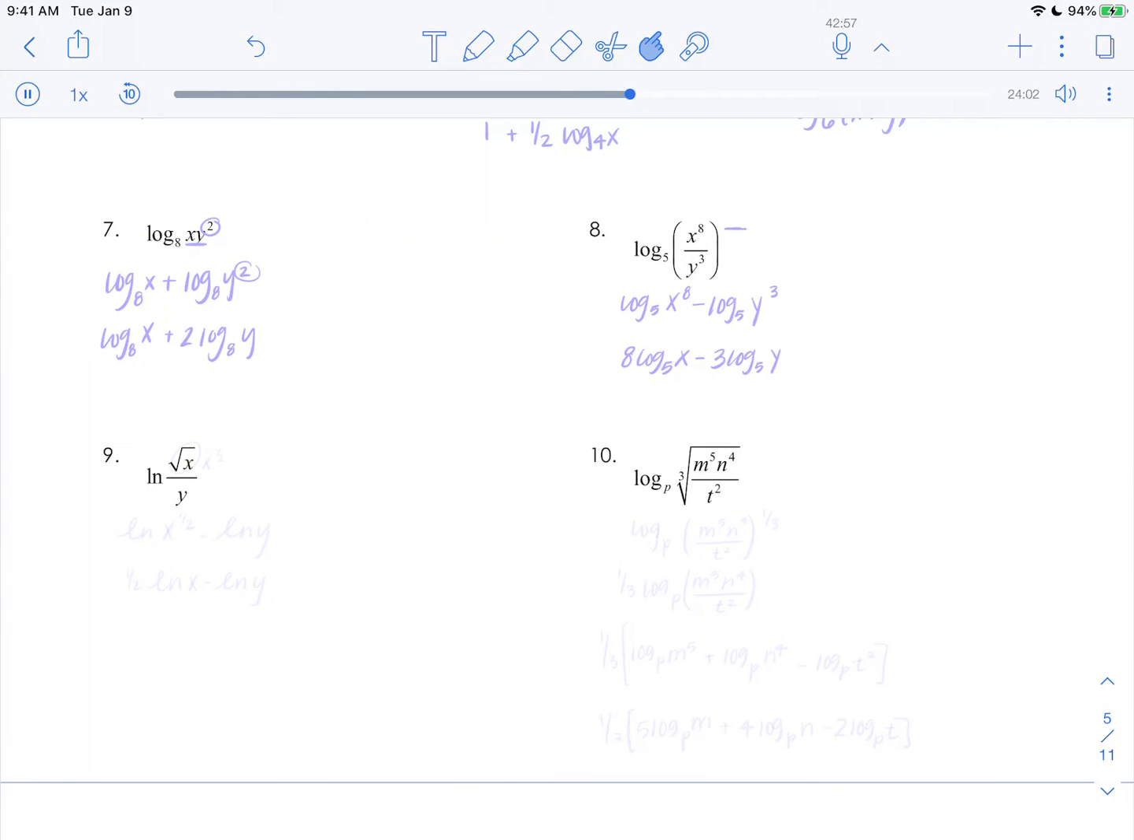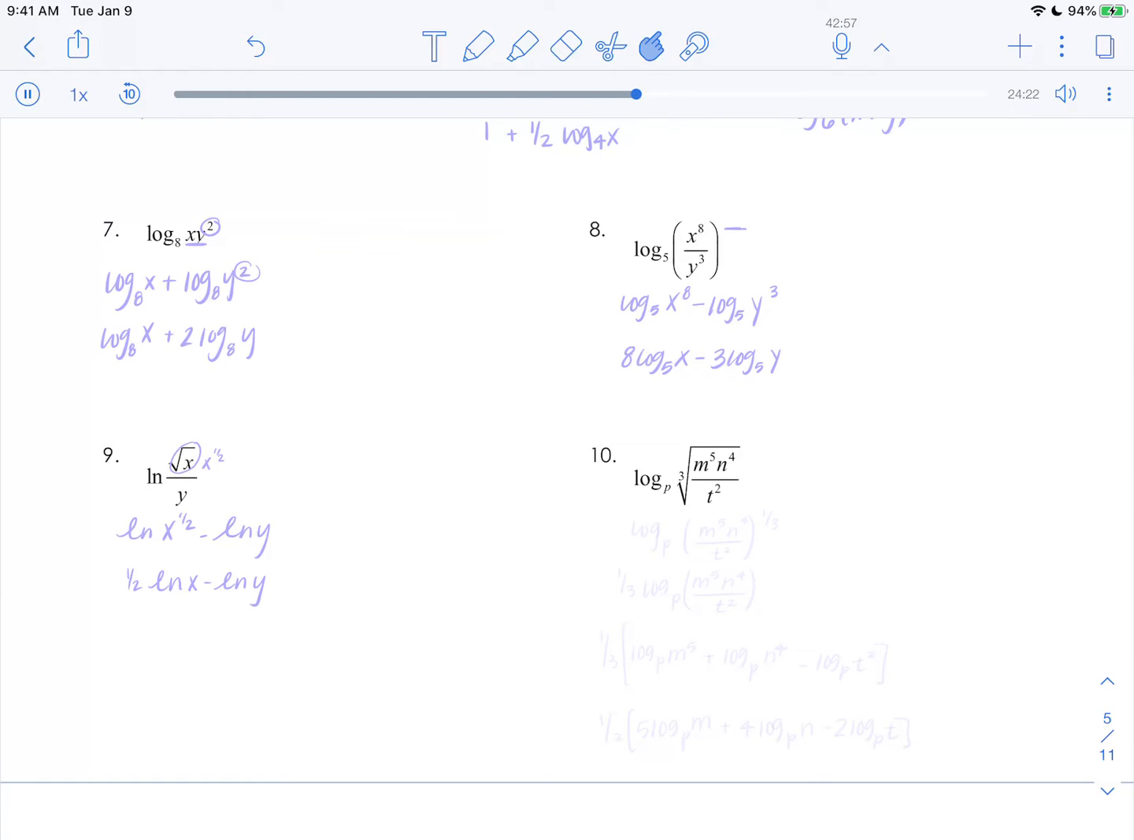Okay, so this one, we have our root. This becomes x to the 1/2. So now we can rewrite natural log of x to the 1/2 minus the natural log of y. Still need to move our exponent down on the natural log of x. This becomes 1/2 natural log of x minus the natural log of y.